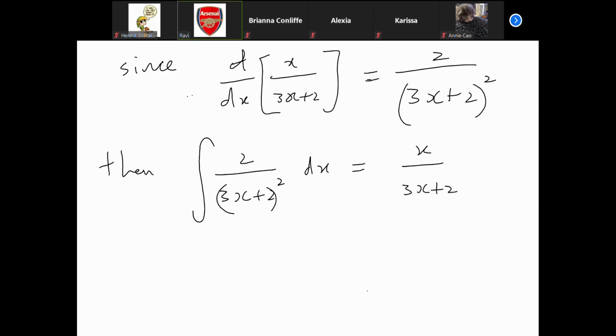Well, there's only 3 halves x squared plus 3 to the minus a half, since the differential of this is x over 3x plus 2 equals 2 over 3x plus 2 squared. The integral of 2 over 3x plus 2 squared would be equal to this. It's like saying x over x squared plus 3 to the minus a half.